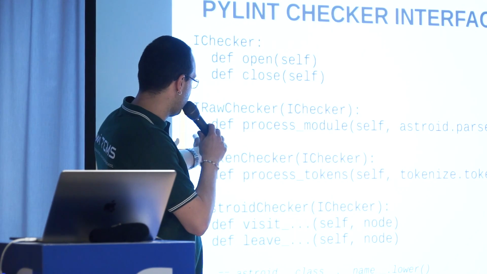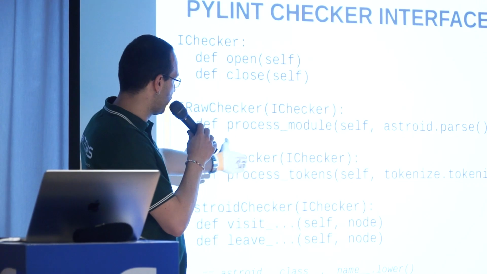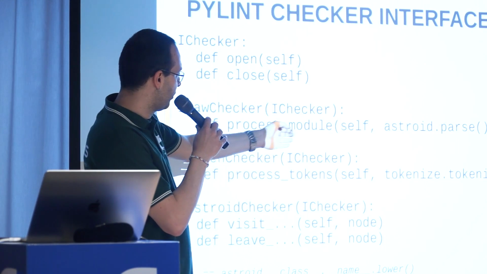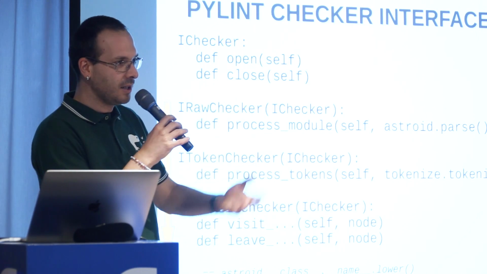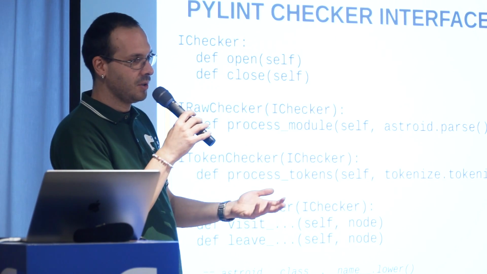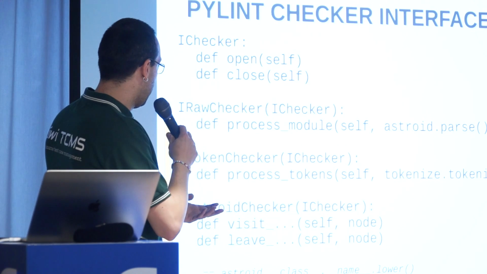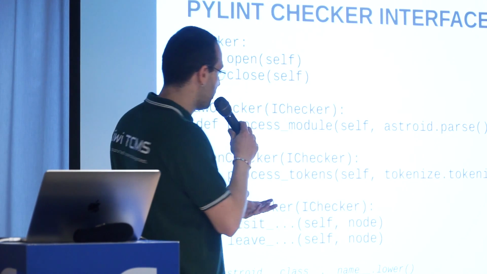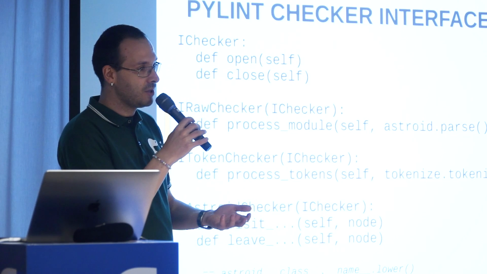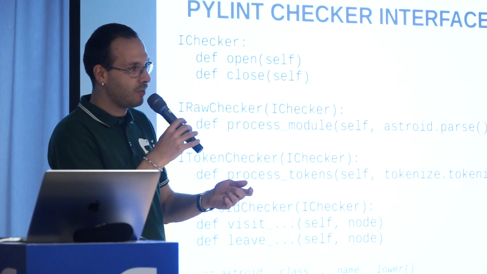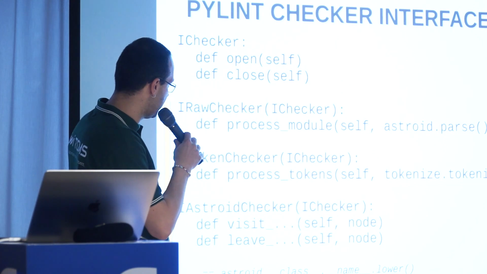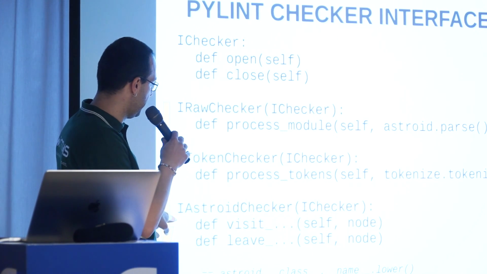Then we have the token checker interface, which provides process_tokens, and this method receives the result of the tokenize function. So you can iterate over all the tokens, make some decisions based on that. And the last interface, which is the most powerful, and this is used most of the time, pretty much every error that comes from PyLint is implemented in this interface. This is the astroid checker interface.